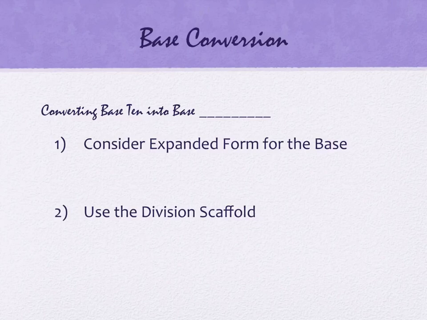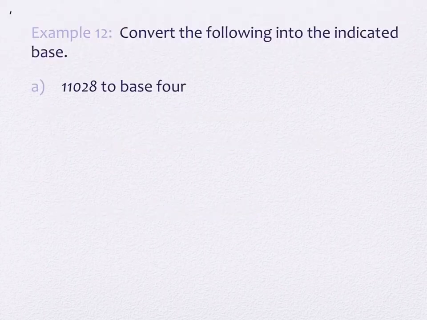Well, we ran into all sorts of problems. We don't have the problems here, okay? But we did this. We're going to do the same process. So we consider the expanded form. What does that mean? Well, it means what powers am I looking at? Is it base 4? Well, then I need powers of 4. Is it base 12? I need powers of 12, and so forth. And then we use a division scaffolding. And that's what I showed you last time, was division scaffolding. So we're going to do a base 4 example so you can see how it works again.